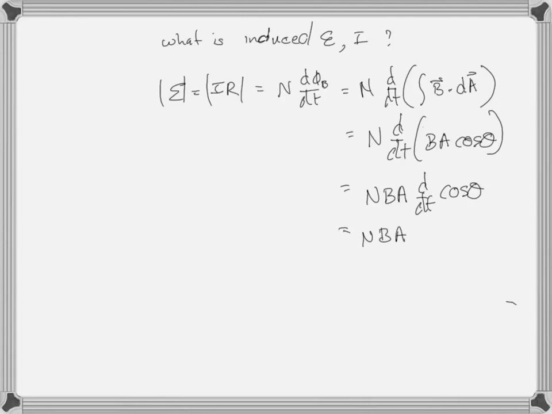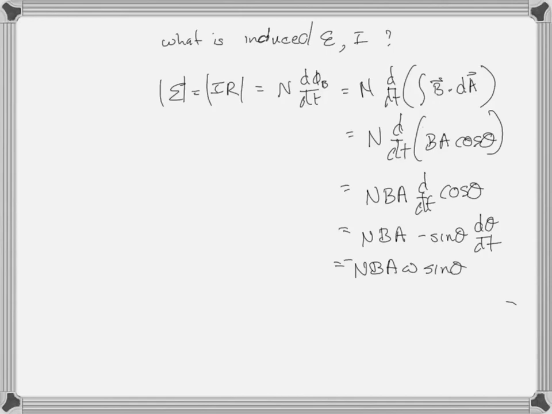The derivative of cosine is negative of the sine, isn't that right? Minus sine theta d theta dt. I believe that's the correct derivative. And if I got a minus sign wrong, it doesn't matter because that just has to do with the direction. And d theta dt is how fast theta changes with time. That's just omega, the angular velocity. So we've got N, B, A, omega, pull the minus sign out front, sine theta.